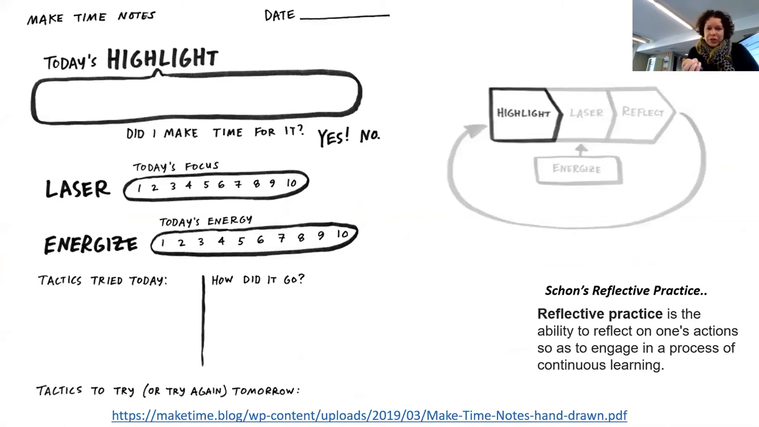So in the book Make Time, they have a free downloadable thing that you can print off where you can write, okay, what's today's highlight? Did I make time for it? And circle yes, no. They've got a lot more concepts in their book. I'm not going to go through it. But you can evaluate, was your focus today laser-like? Were you energized? What did you try today? How did it go? So it's really using, we think of Schön's reflective practice, where you reflect on professional activity and you develop over time. It's using that, but focused on your work.